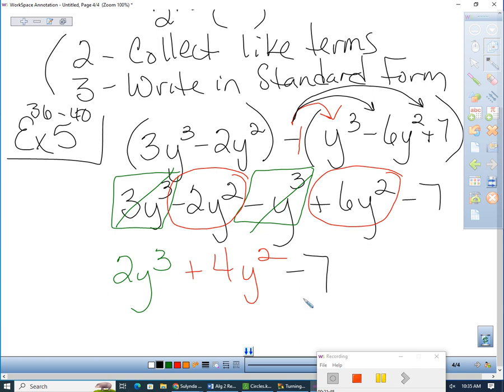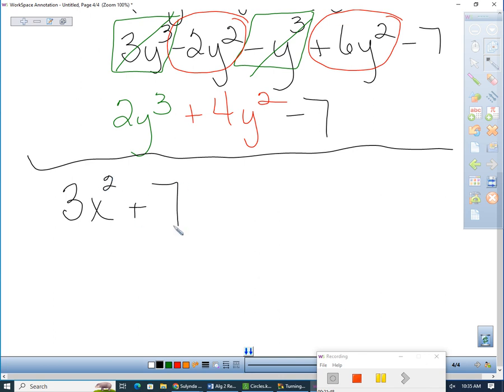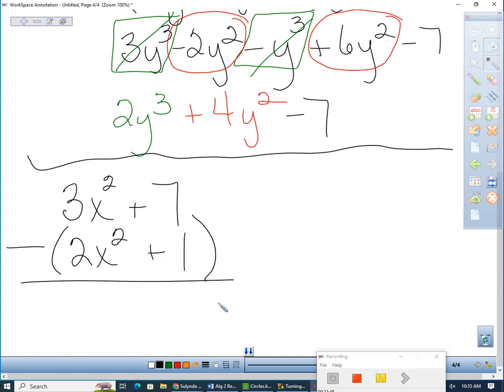Good job, you guys. All right, so before we keep going, just a minute real quick. Again, I want to remind you this book is old. Okay? So if they have something written like this, 3x squared plus 7 minus parentheses 2x squared plus 1, write it horizontally. And then it's exactly what we always do. Okay? Any questions?